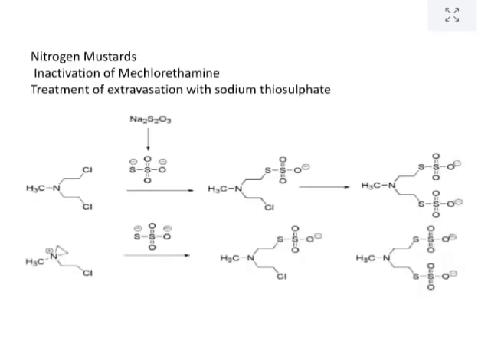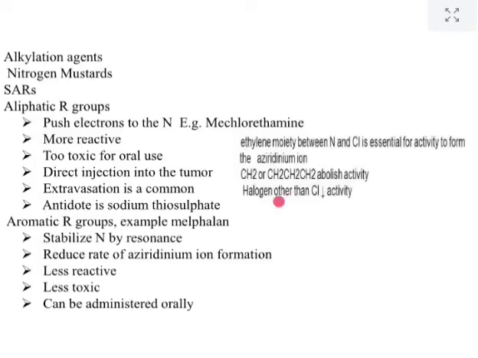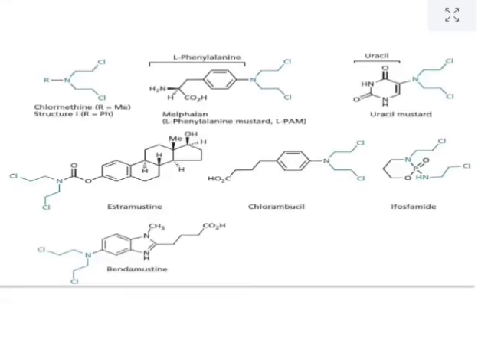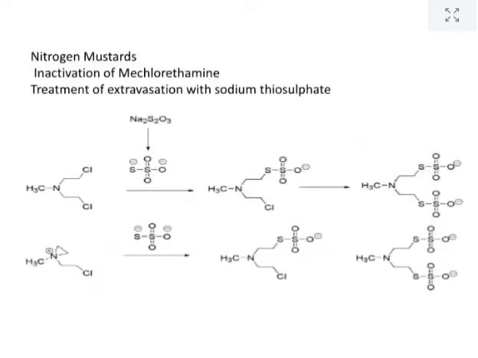So therefore, we are saying all those SARs hold that the ethylene moiety is very important for formation. You require an ethylene moiety; you change it to a methyl group or a propyl group, you abolish activity. Halogen other than chloro group will decrease the activity. So those are the known SARs of these compounds.